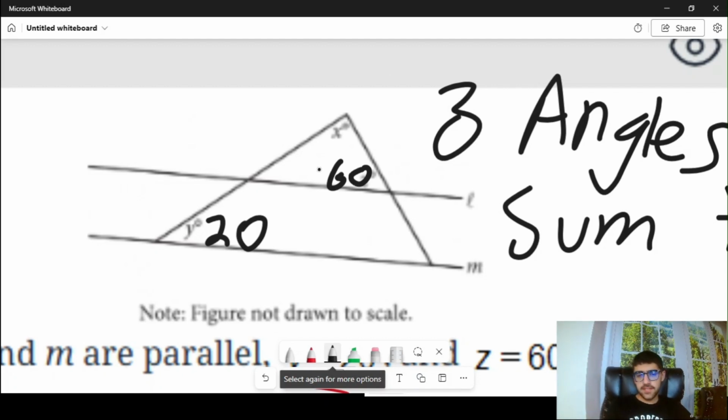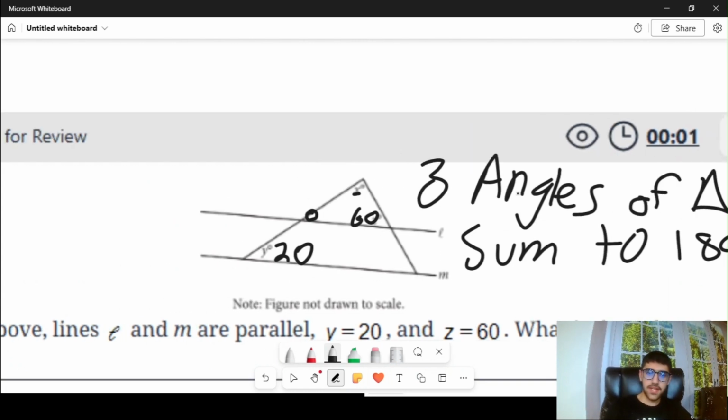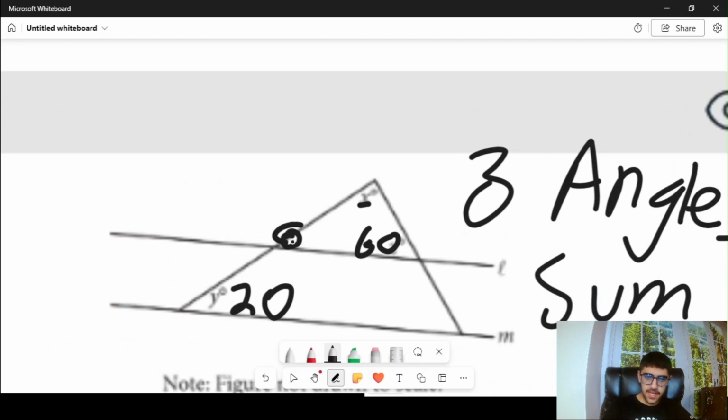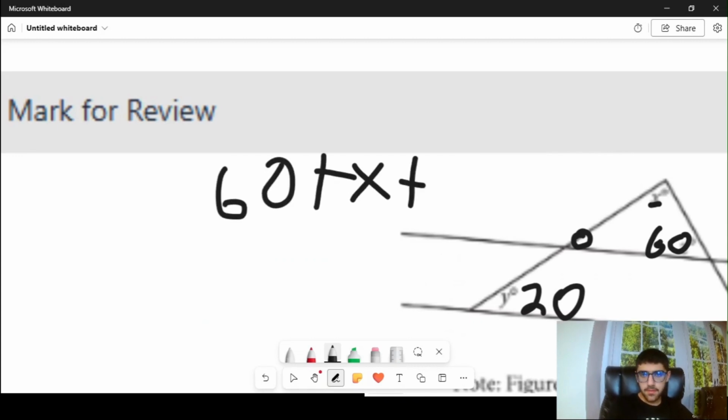So first thing I look at this, I see x and I see a 60. So what I'm thinking, I want to try to get this angle so that I can use the information that the three angles of a triangle sum to 180. So I want to try to solve for this angle so that I can apply that they all add to 180. So I have 60 plus x plus an unknown thing is equal to 180.